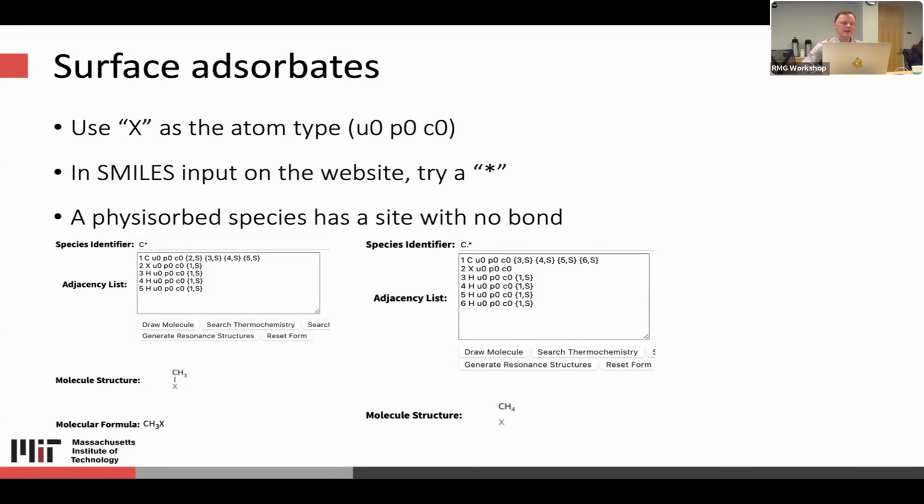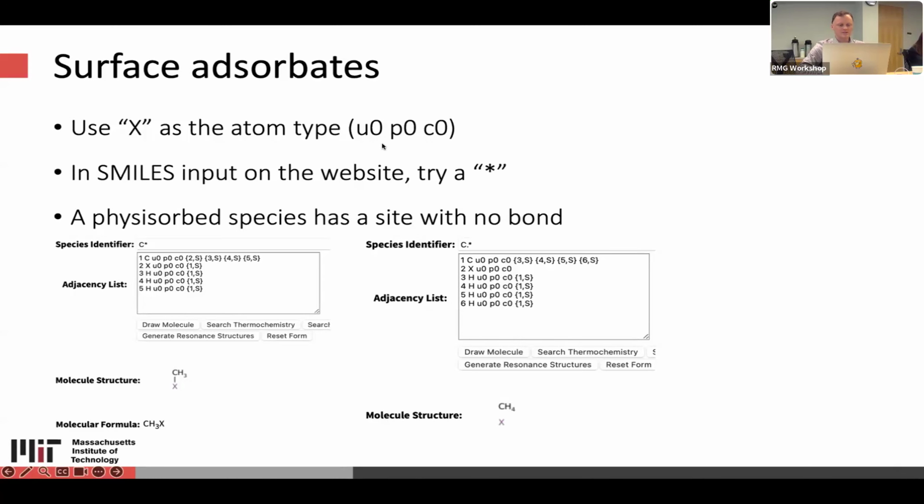Surface adsorbates. In the adjacency list, use an X for the atom type. So we use X to represent any surface site because we don't know if it's going to be platinum or tin or ruthenium or what your catalyst is. Use X for your element in the adjacency list with 0 unpaired electrons, 0 pairs, and 0 charge.